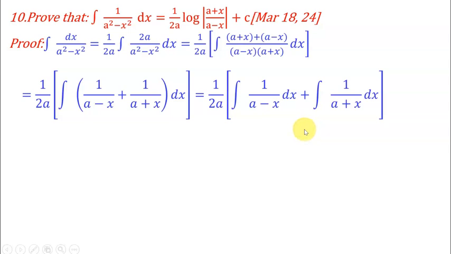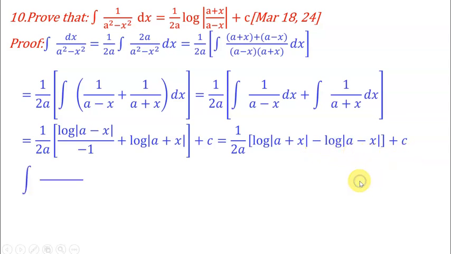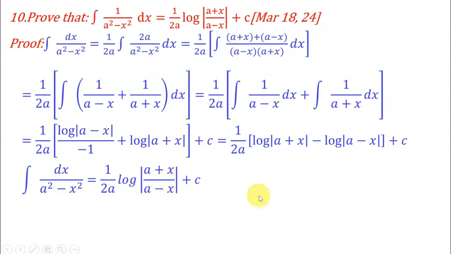Integrate this. The integral of this is the log of mod of a minus x upon the derivative of this, minus x, which is minus 1 here. This is very important. Plus the integral of 1 upon a plus x is log of mod of a plus x. Therefore, you will get here log of mod of a plus x minus log of mod of a minus x plus c. Now there is a division between these two. That is 1 upon 2a log of mod of a plus x upon a minus x plus c. And this is the answer.